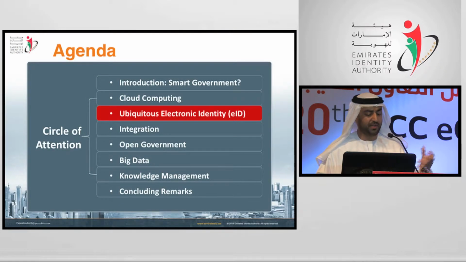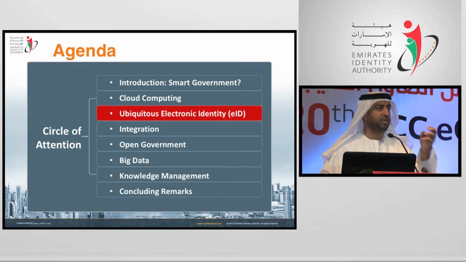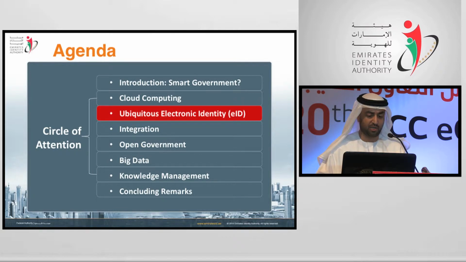The second point in the circle of attention is about having a ubiquitous electronic identity that could be used across different platforms, regardless of whether it's a PC, a mobile device, or whatever mobile or technological development it is, regardless of the platform itself.